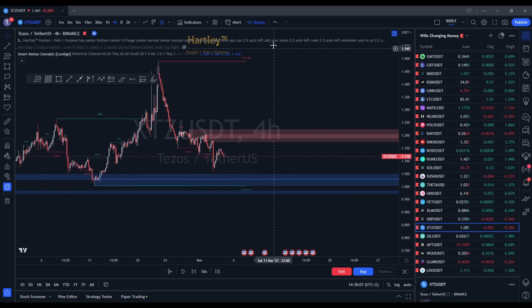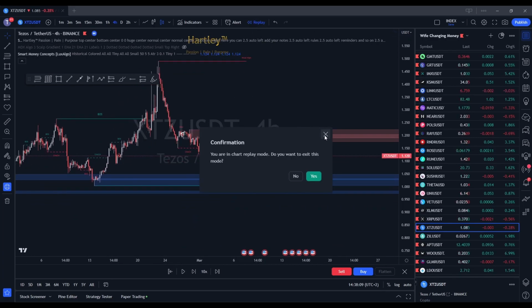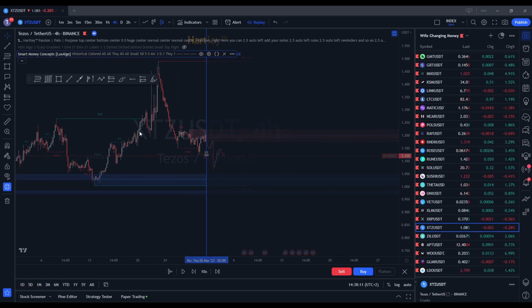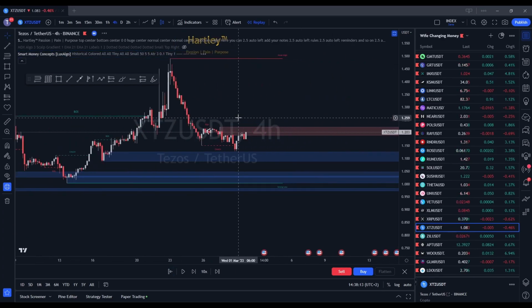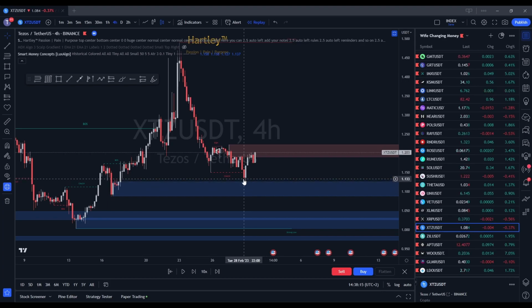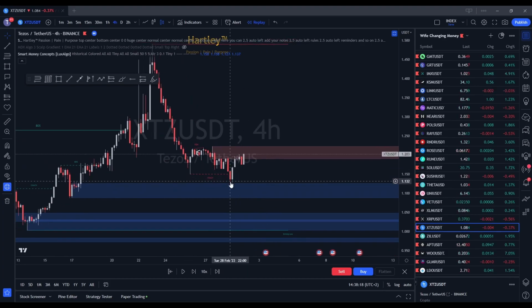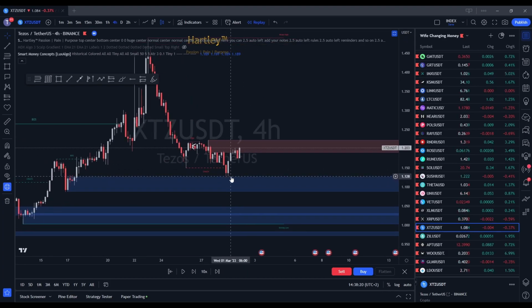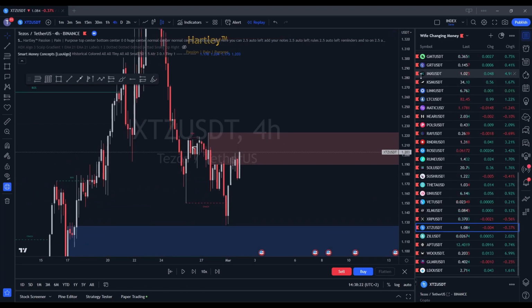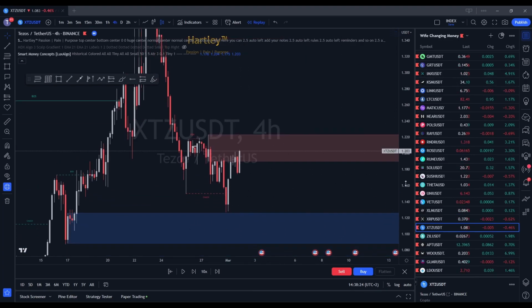Boom, just like that, right? You see how over here, this zone was valid. The zone was valid, right? It was still valid, but it never tapped into it. So you would never have actually gone long off of the zone because we never actually tapped the zone. We never got inside, right?